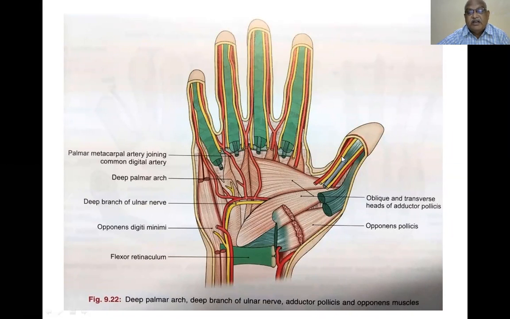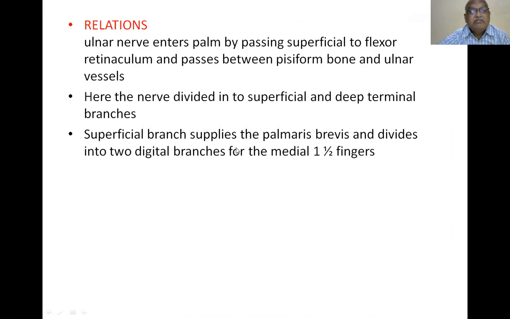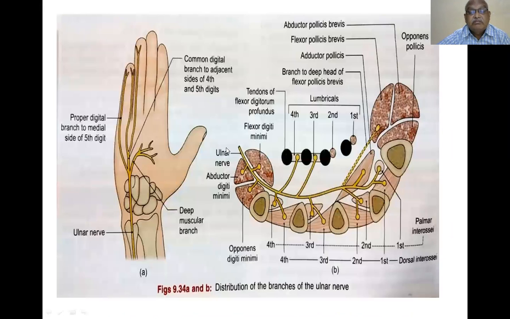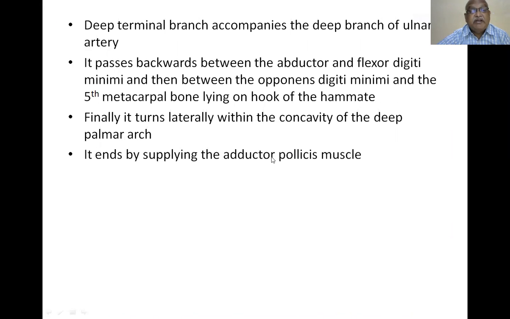One finger, two finger. Yellow are nerves. You see yellow. These are nerves. So 3.5 fingers are supplied by the median nerve, 1.5 by the ulnar nerve. This is a diagram given in your textbook.